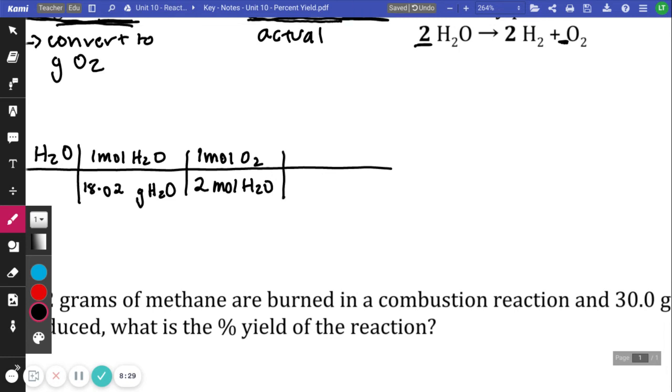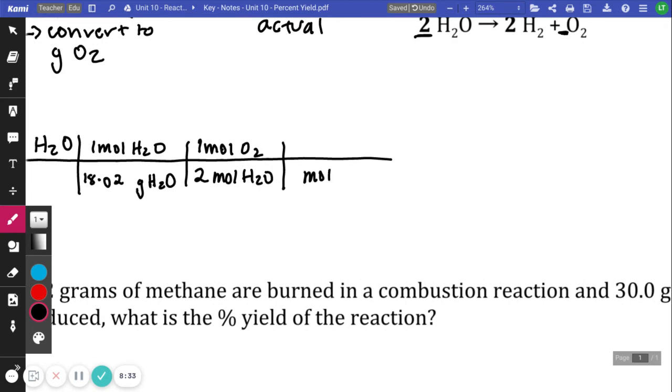Then, is moles of oxygen what we want? No. So if no, drop it low. We want to get to grams of oxygen. So again, we're going to use our molar mass. 1 mole of oxygen is equal to the molar mass. This is O2, so we do need to multiply the molar mass of oxygen from the periodic table by 2, which would give us 32 grams of oxygen.